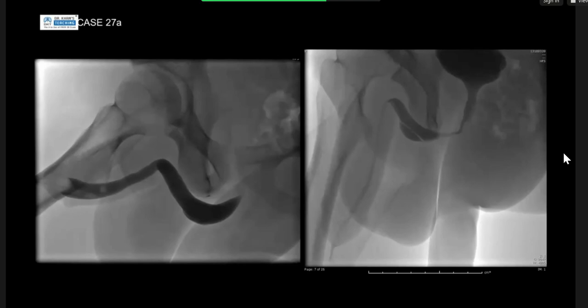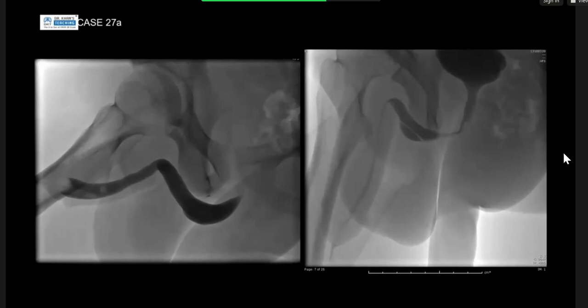So what do you think of this MCUG? This MCUG is showing that there is a narrowing at the posterior urethra, the prostatic and membranous portion. This could be due to an infectious sequelae.